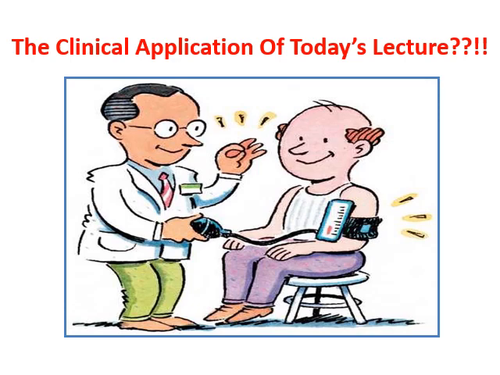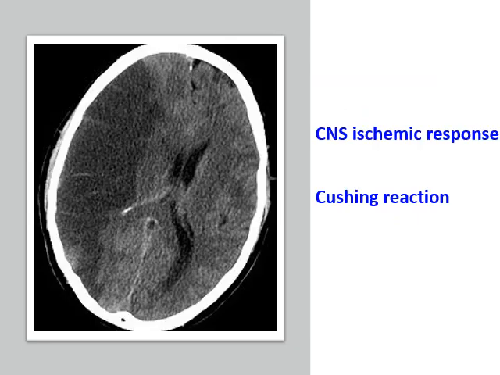What could be the clinical application of today's lecture? The first clinical application of today's lecture is the CNS ischemic response. When the cerebral blood flow is reduced in cases of severe hypotension, when the blood pressure is below 50 mm mercury, this is accompanied by ischemia, which will stimulate the cardiovascular center to produce generalized vasoconstriction and tachycardia to increase the arterial blood pressure up to 200 mm mercury.